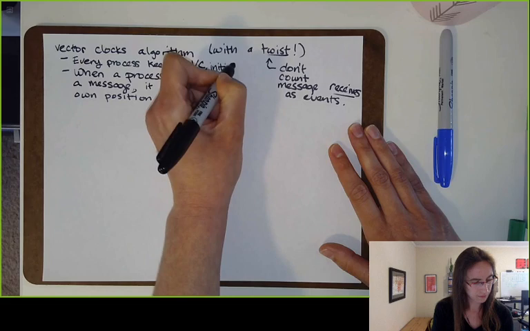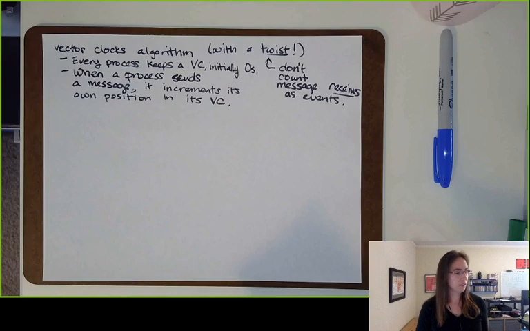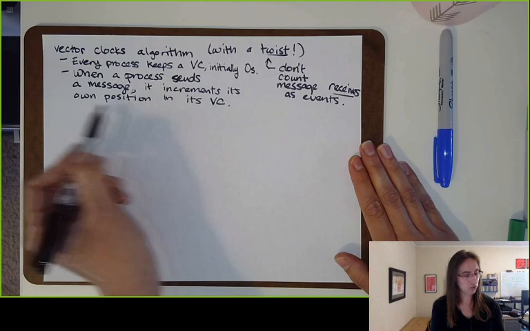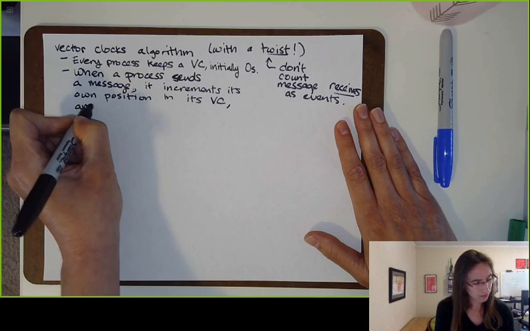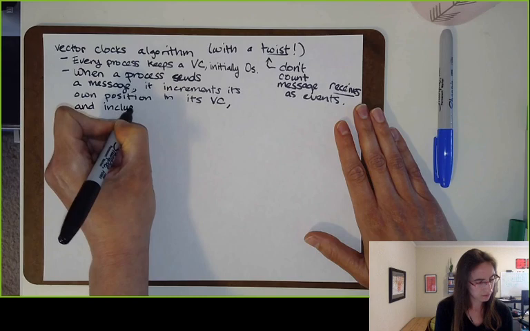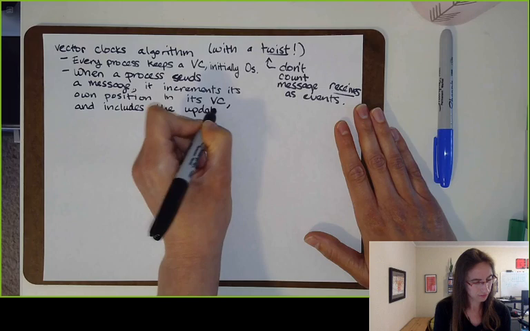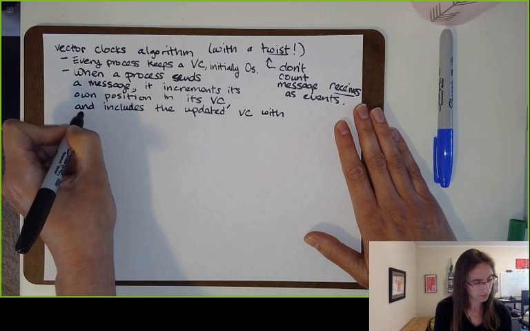So every process keeps a vector clock that's initially all zeros. When a process sends a message, it's going to increment its own position in its vector clock. So whichever entry in the vector clock belongs to that process, it's going to increment. And it's going to include the updated vector clock with the message. So that's the same as we talked about before.